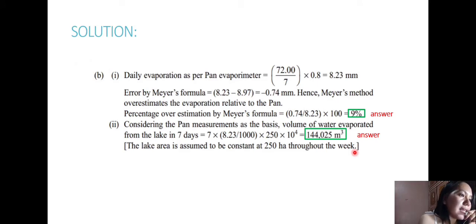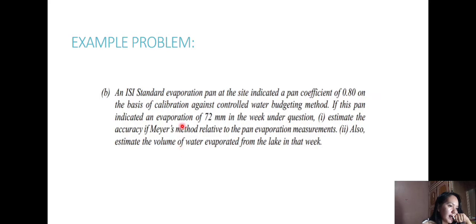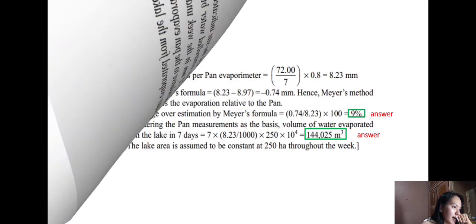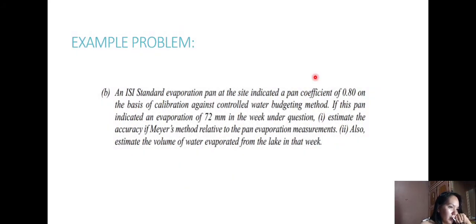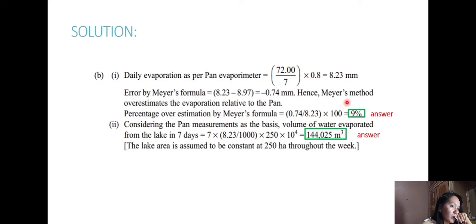First, the daily evaporation as per the pan evaporimeter. The 72 is the given indicated evaporation in one week. So 72 over 7 multiplied by 0.80, which is the pan coefficient, is equal to 8.23 millimeters.